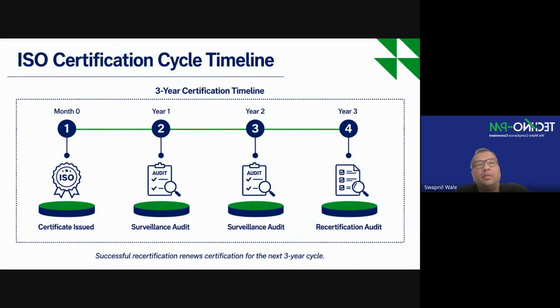Now, starting on the main topic, the recertification timeline. The timeline starts from the moment you get the certificate issued. All the ISO certificates that you get come with a 3-year validity. At the beginning of the first year, you have a surveillance audit. On the second year, you have the second surveillance audit. And then on the third year, you have your recertification audit. So every time you renew it, it gets renewed for another 3 years.